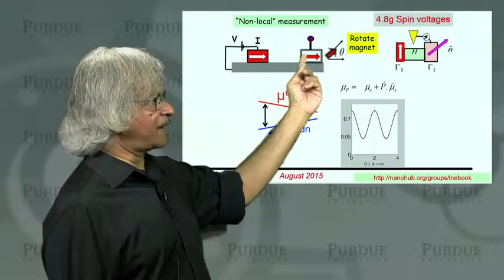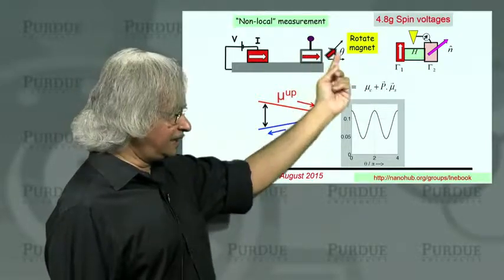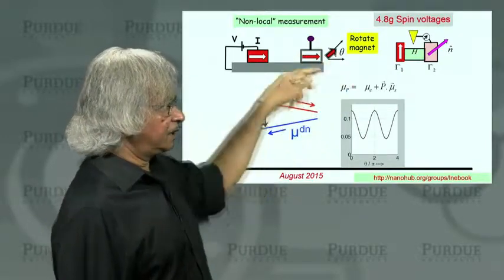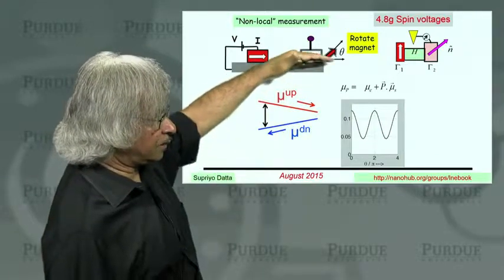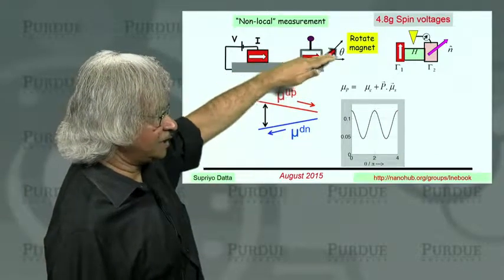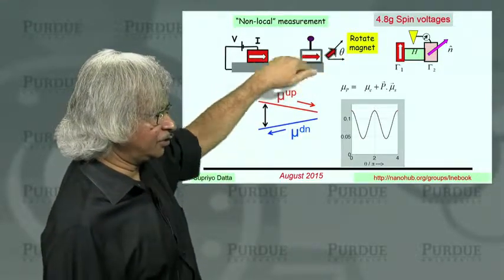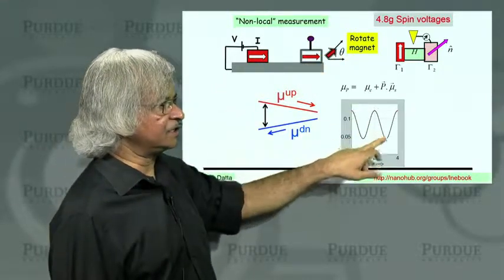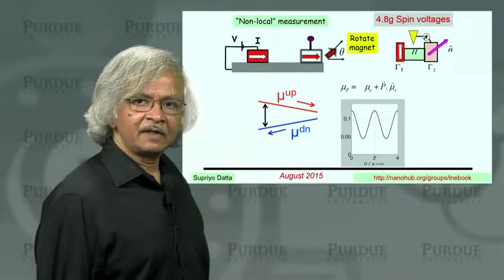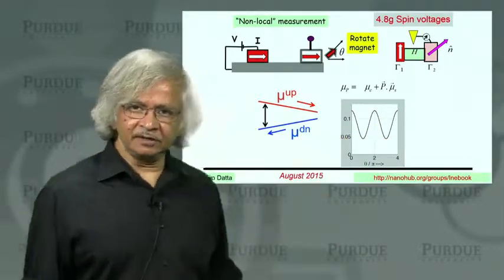And so you should see a potential that is oscillating as you rotate the magnet. So usually the magnet is rotated, I guess, in the plane, but it could be rotated in this plane. Usually it's harder to take it out of plane like this, but in plane you would rotate it, and you'd see this oscillation in the potential. And such measurements have been made.